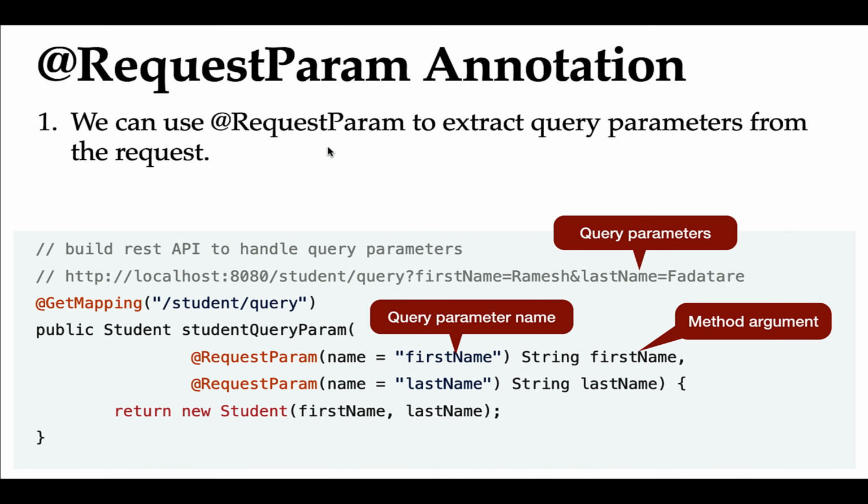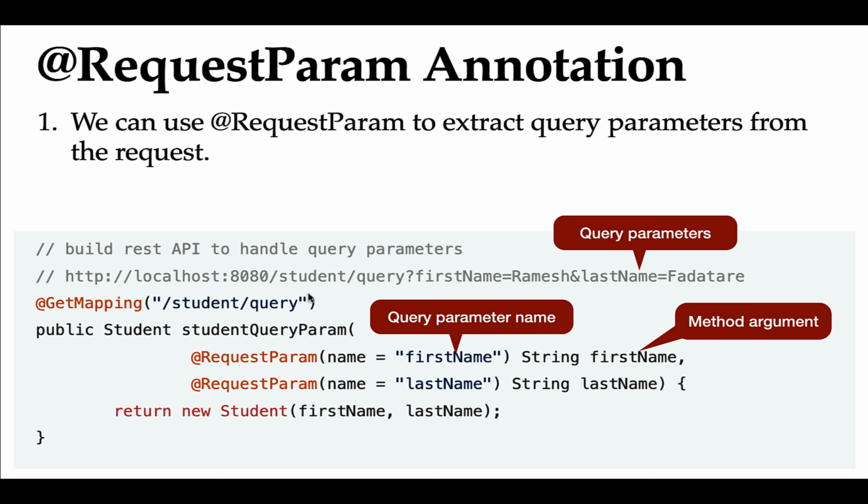Hi everyone, welcome back. In this lecture, let us take a look at the @RequestParam annotation. We use the @RequestParam annotation to extract query parameters from the request. Sometimes the client may send a request URL something like this, localhost:8080/student/query, followed by the query parameters. You can see here key value pairs, firstName Ramesh, lastName Fadatare. So these are called query parameters in the URL.